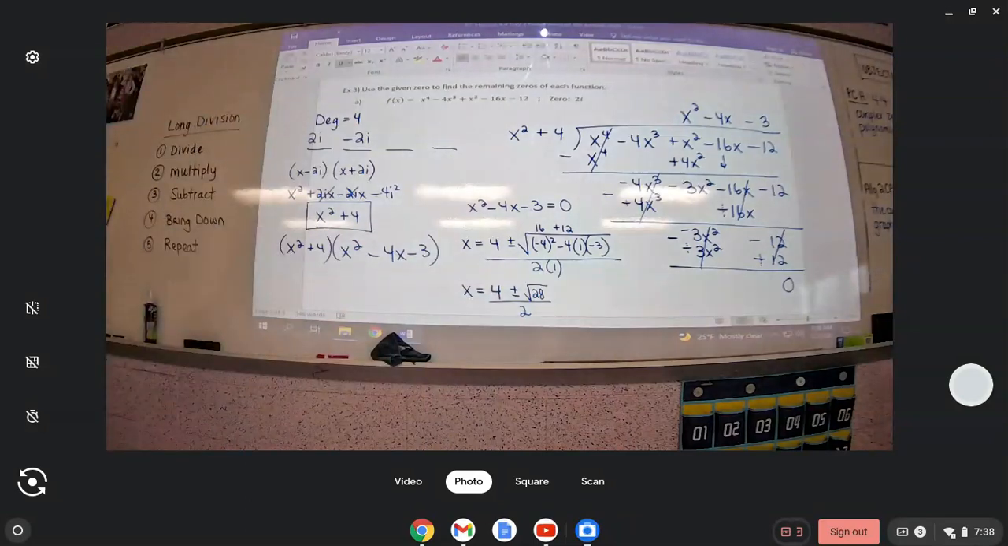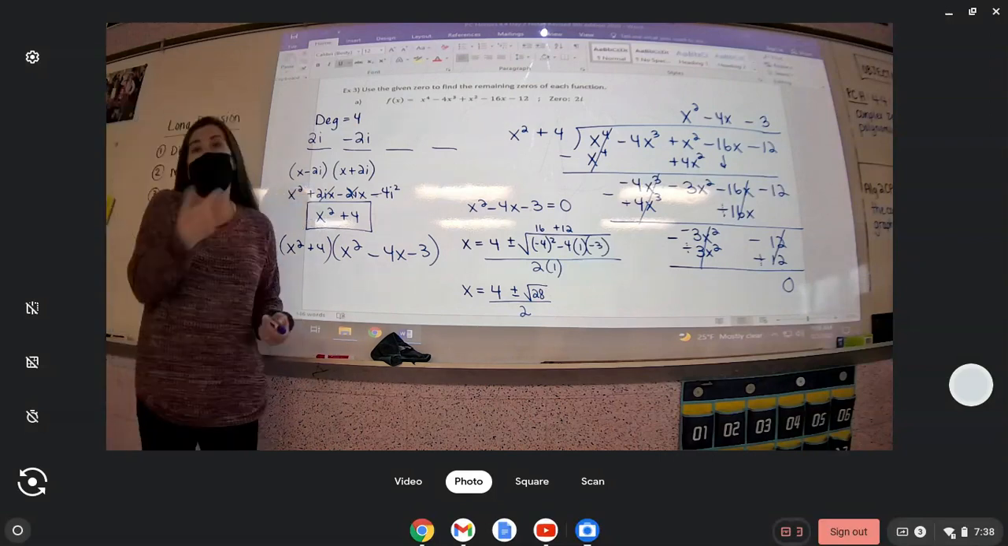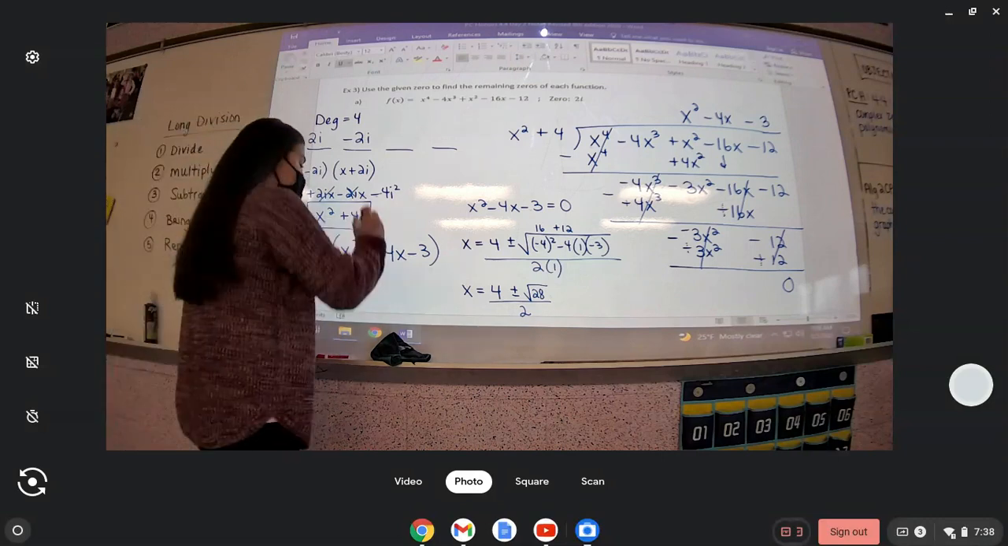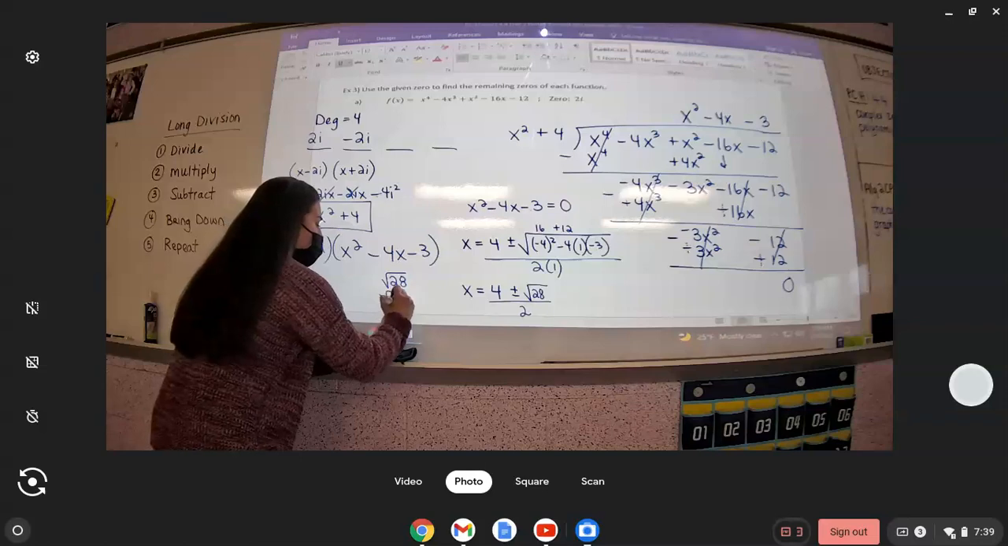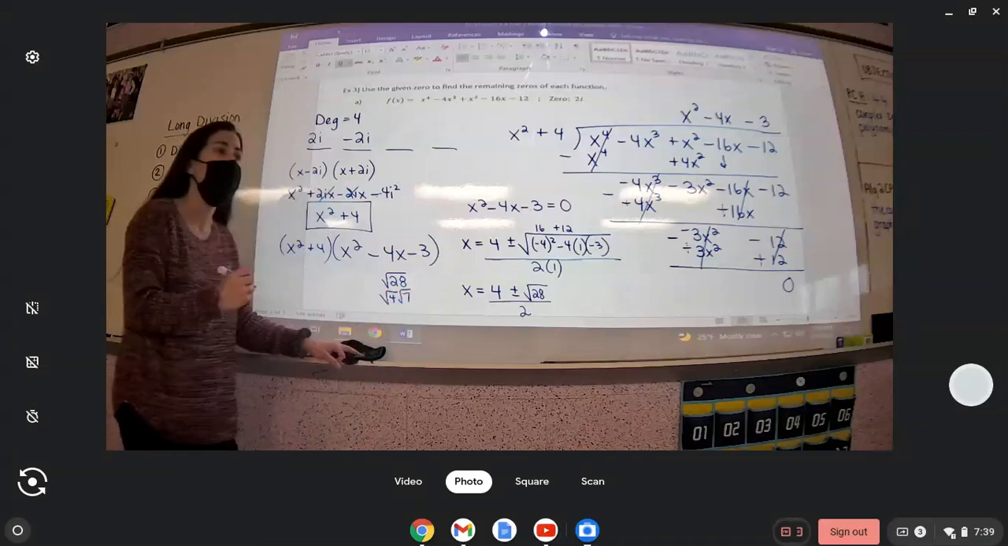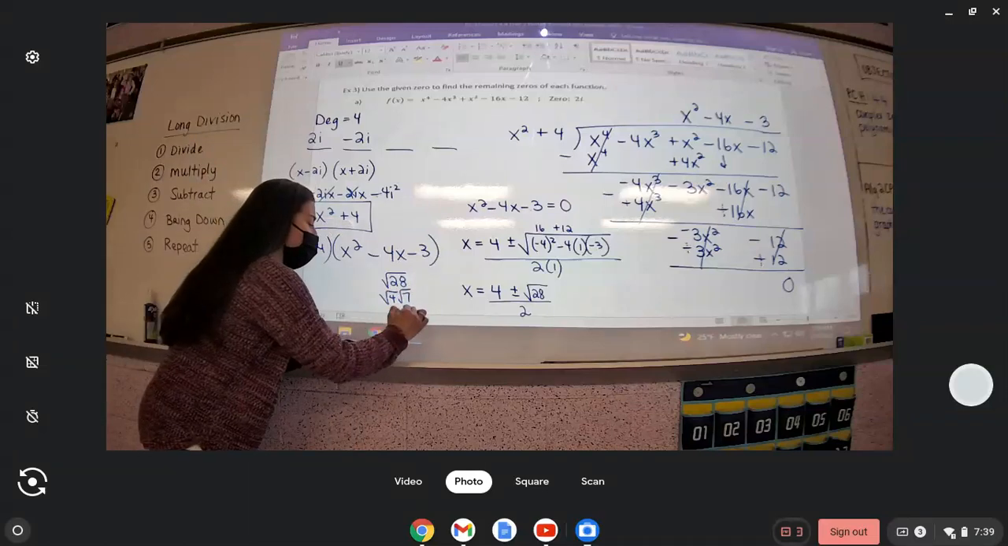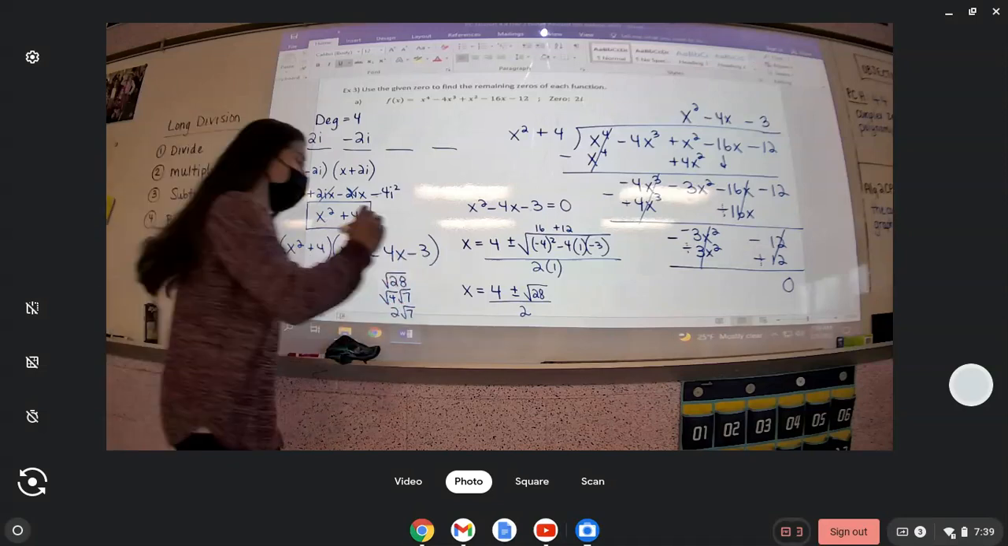And then again, they usually ask you for exact reduced answers. So radicals have to be reduced, fractions need to be reduced. So I got the square root of 28. Now the square root of 28 can be simplified. The square root of 28 can be broken up into the square root of 4 times the square root of 7, and you get 2 root 7. So I'll put that in its place.